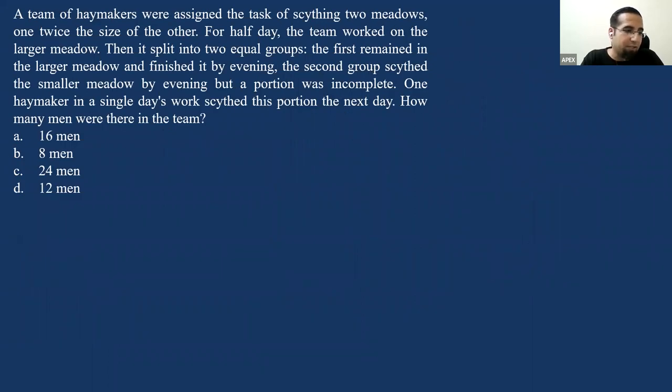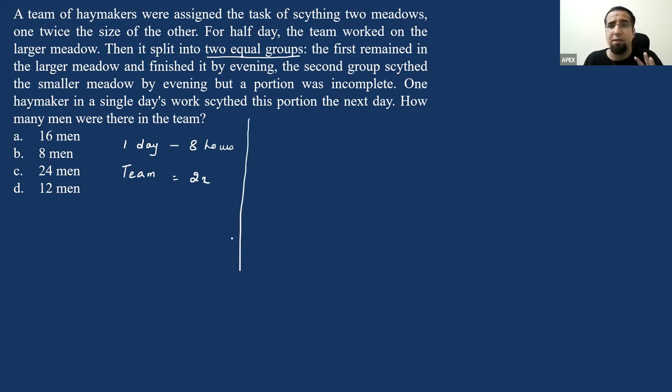Right, now let's look at this question, guys. Now this question says, a team of haymakers were assigned the task of scything 2 meadows, one twice the size of the other. Okay, fair enough. So for a half day, a team worked on the larger meadow and then they split into 2 groups. Now, to be very honest, what I did, because half a day is a very weird one, is I took, let's say, 1 day consists of 8 hours. And the team consisted of 2x people. I started with this assumption because, see, as long as you are holding on to assumptions, your answer will not go wrong. So for half a day, 4 hours, 2x people worked on the larger meadow, 4 into 2x.